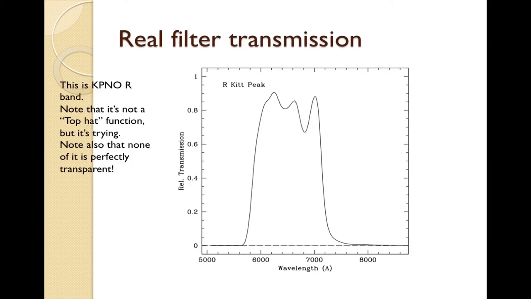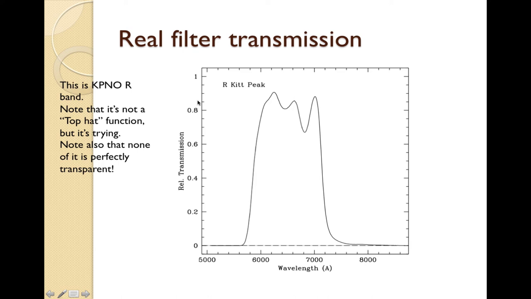Turns out reality is pretty much messier than that. So this is a real R-band filter transmission curve. Here we have relative transmission as a function of wavelength. This is an R-band filter from Kitt Peak. And you can see that it's trying to match our idealized top hat function with no transmission and then an abrupt rise, and it's not really flat, and an abrupt fall. It's trying to do that, but the reality of the world is that you can't make it idealized. And so there is a tiny slope to this, and because of the stuff that goes into making that filter, it's not flat at the top.